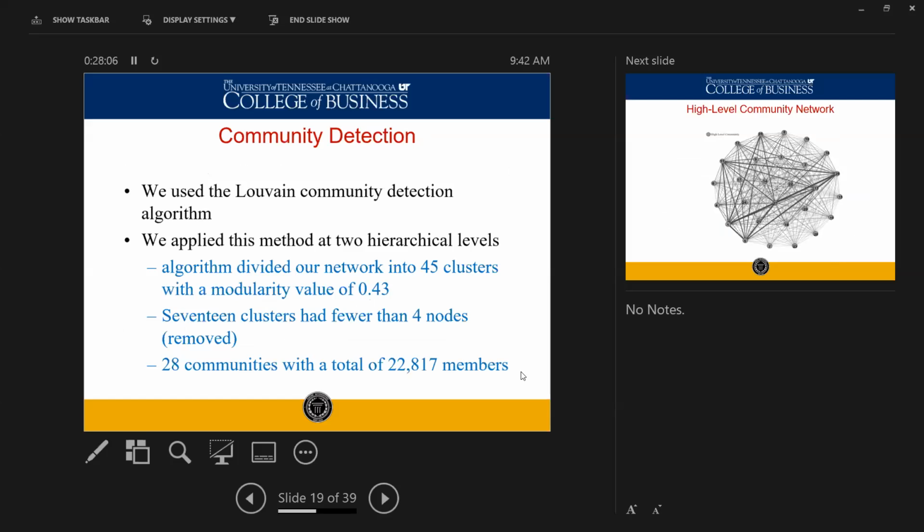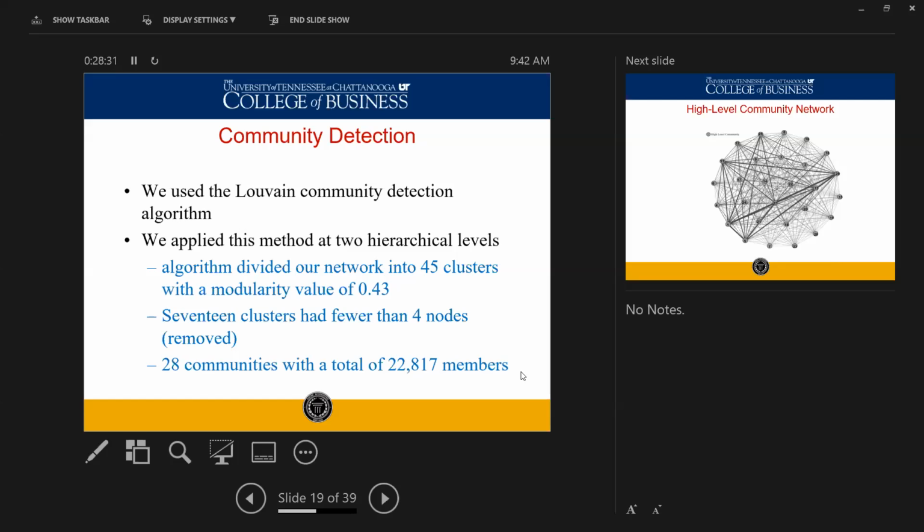So we used this Louvain community detection algorithm, and we applied this method at 2 hierarchical levels. The first time we ran it, our algorithm divided these 22,000 accounts into 45 clusters with a modularity value of 0.43.